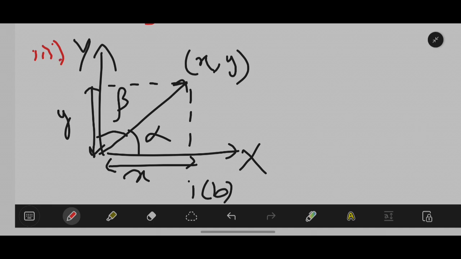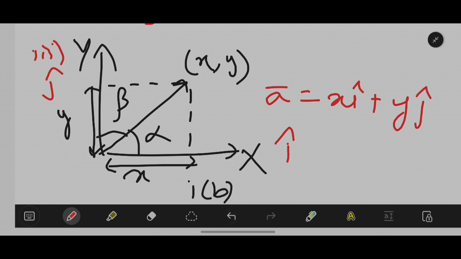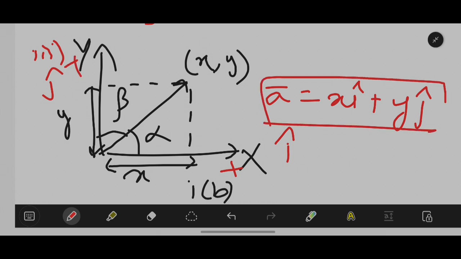See here, this is the y-axis and this is the x-axis, right? So clearly you're supposed to understand that whatever is towards the x-axis is going to be with respect to i cap, and for the y-axis it is going to be j cap. Clear, right? So a vector is represented as x is the magnitude, so x i cap plus y j cap. Now why are we using positive? It is because it is towards the positive x-axis and this is towards the positive y-axis, that is, it is in positive. This is the answer, option B.